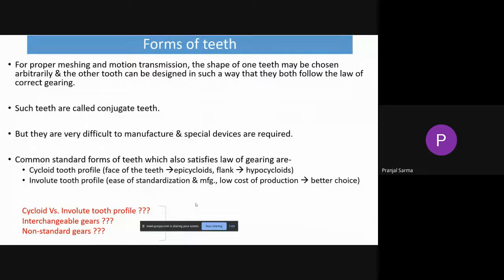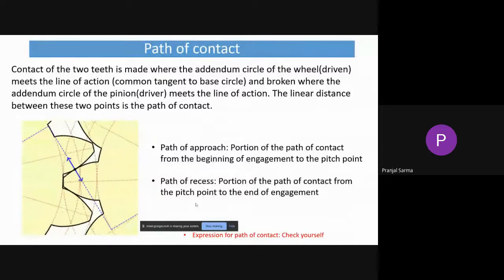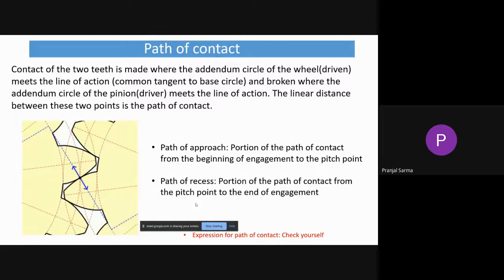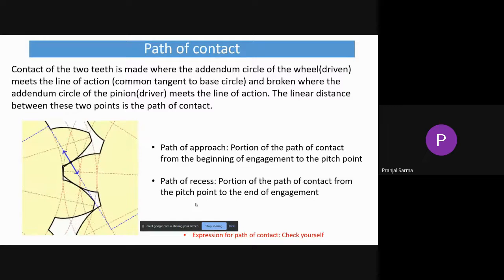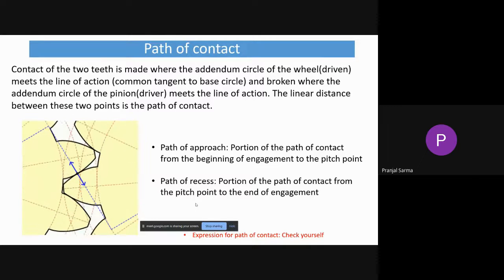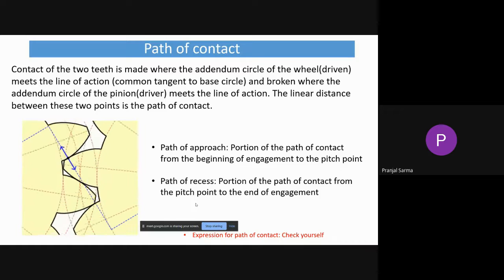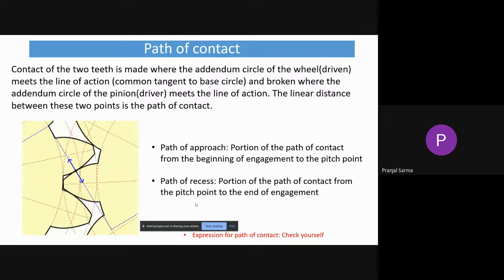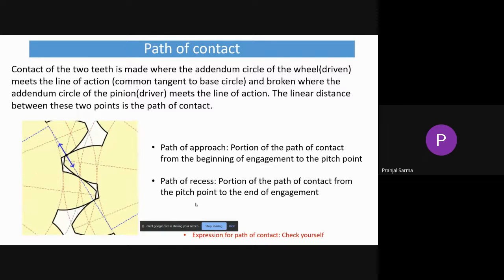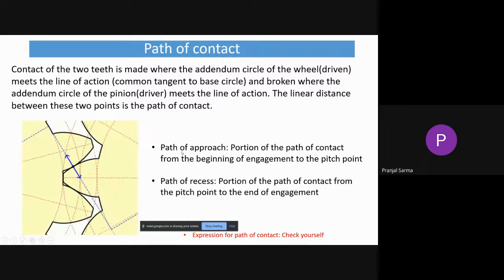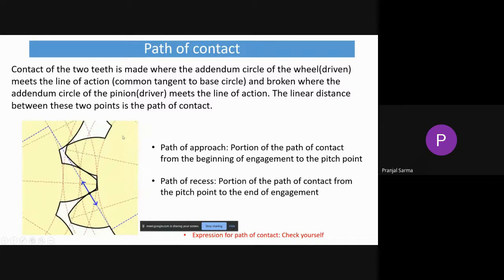And I told you to go through these two in detail, make a comparison and submit. So I hope you have started studying that, right? Anyone, have you gone through it? Which one is better, involute tooth profile or cycloidal one? Okay, so no one is saying anything. I hope I am still audible.